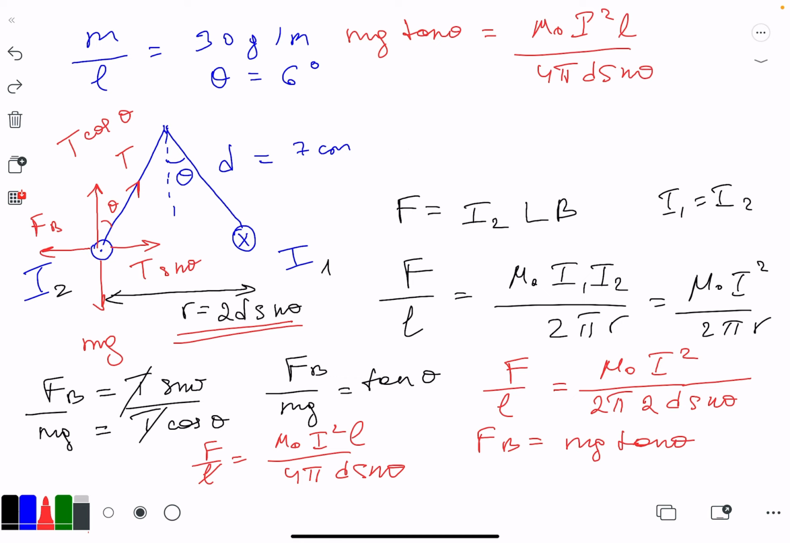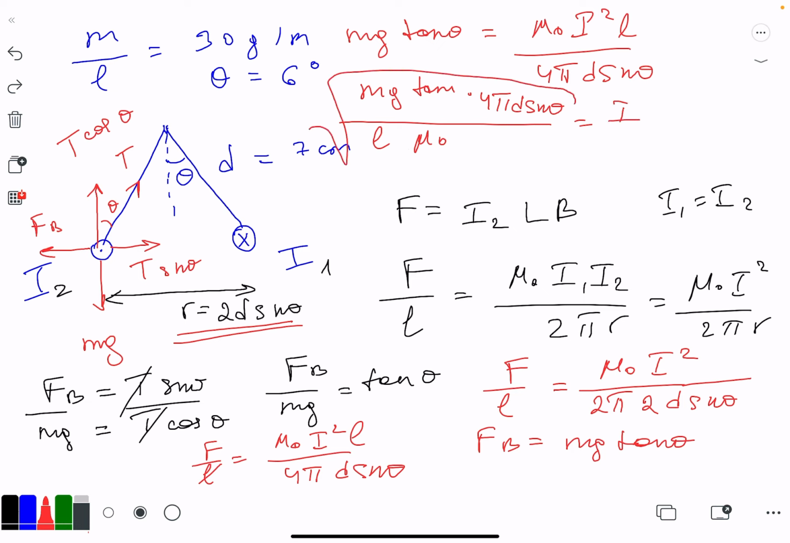If that's the case, then we also know that M over L, right? So that means mg tangent theta multiplied by 4 pi d sine theta divided by L mu naught, that is equal to current squared. And you have to take the square root of everything. So M over L is equal to 30 gram per meter, and tangent is given. Mu naught is 4 pi times 10 to the power of minus 7, and d is given, 7 centimeters. Theta is given. I think that's it.